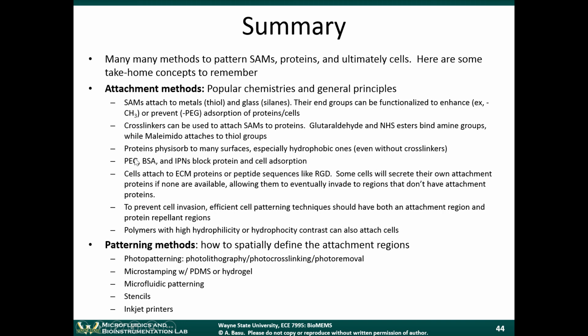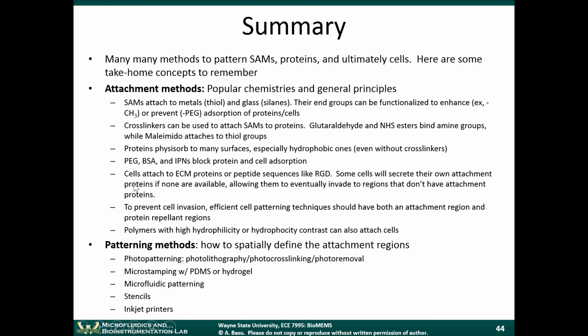If you don't have attachment chemistries, proteins will still adsorb to many surfaces through many different types of physisorption mechanisms, ionic, hydrophobic interactions. Okay, many different mechanisms that we talked about. So there's a lot of reasons why proteins will adsorb to the surface. Oftentimes we have to prevent the adsorption of proteins to the surface. They often attach by default. So the ways that we can prevent the adsorption is by things like polyethylene glycol, BSA, interpenetrating layers. We didn't talk about IPNs too much, but PEG and BSA are pretty common.